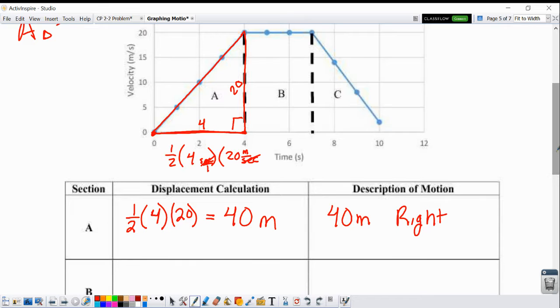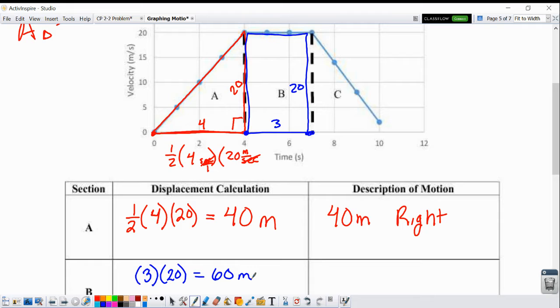For area B, that's a rectangle, so it's just base times height, or length times width. So I'm going from 4 to 7, that's 3, but I'm still going up 20. So my area is my base times my height, or my length times my width, 3 times 20. I get 60 meters. Again, it's all above the x-axis, so 60 meters right is going to be my description.